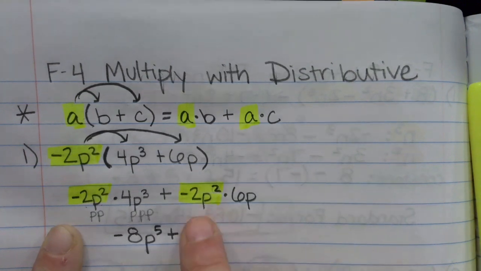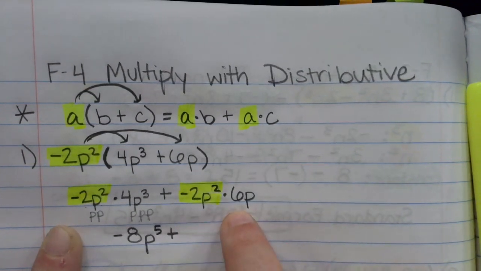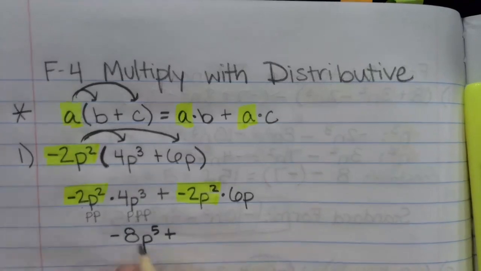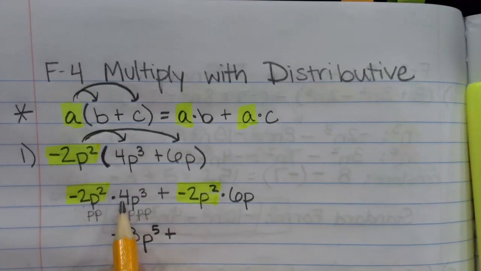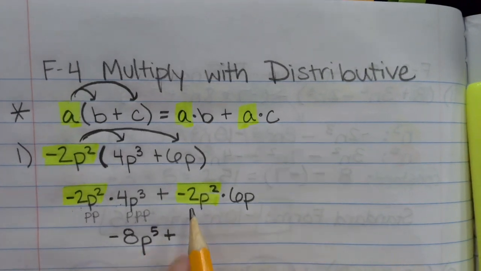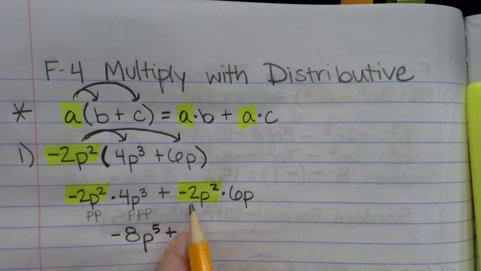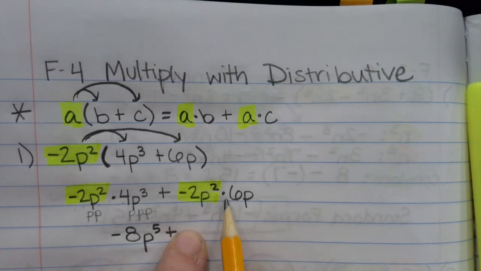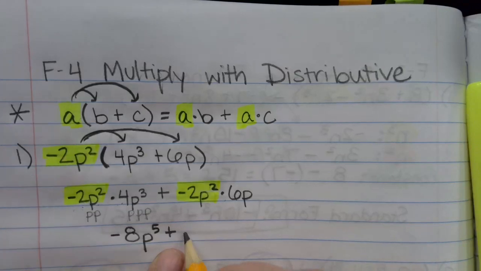All right, and then the next one, negative 2 times 6. Where do we get 8 from? We did negative 2 times 4. We multiply the coefficients first. Then we work with the p's. So over here again, we multiply those coefficients, negative 2 times 6, negative 12.